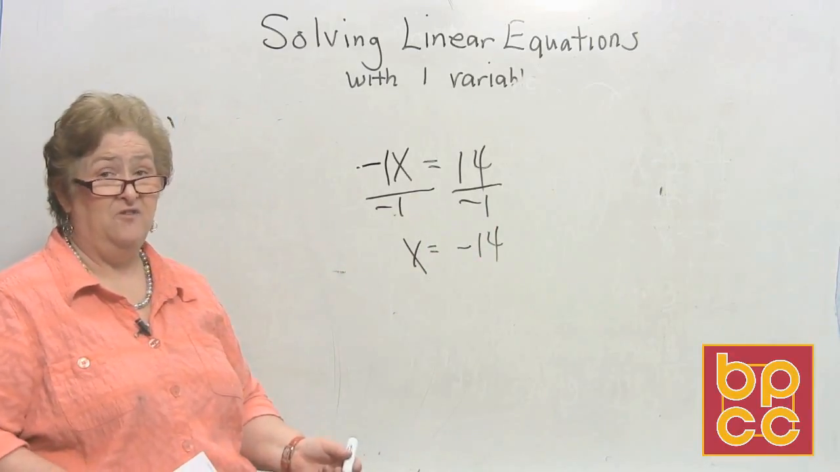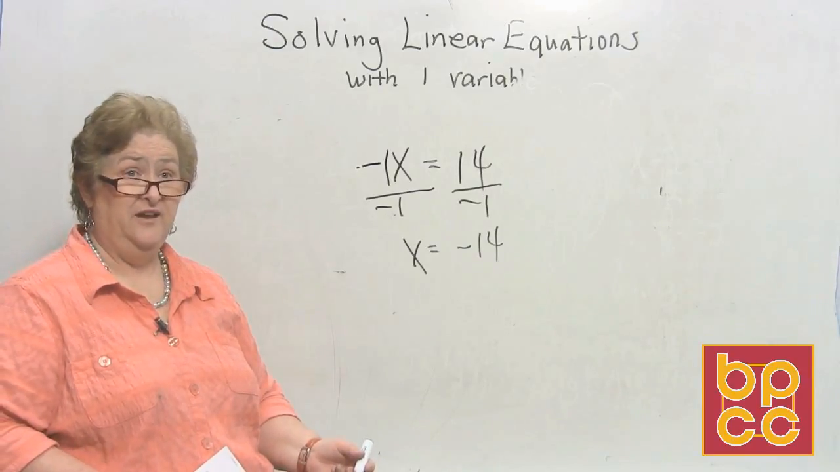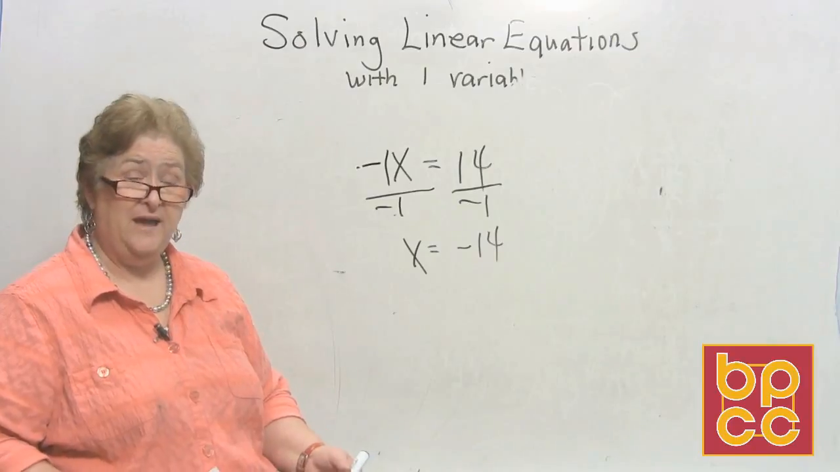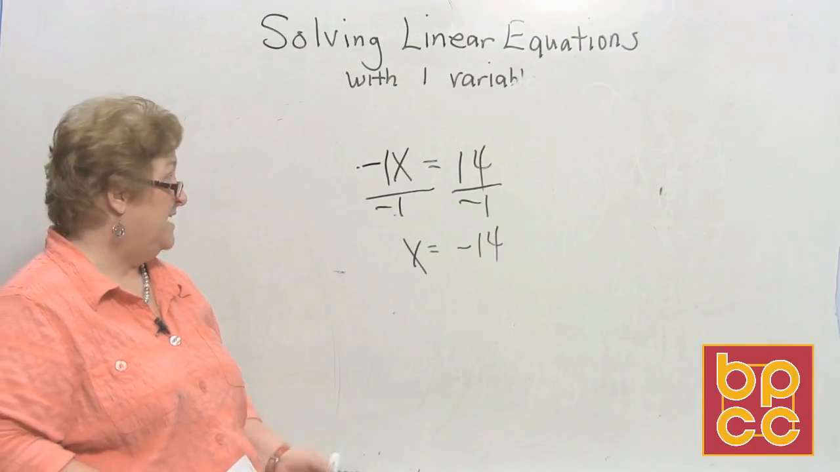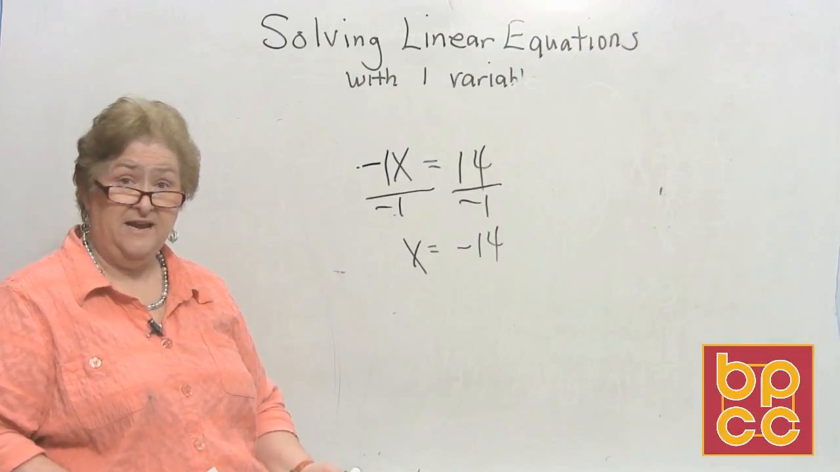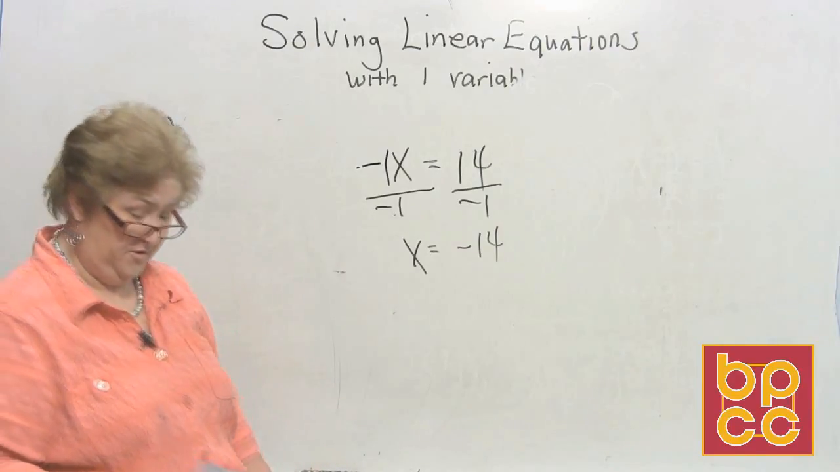I just need to solve for a positive x, and I didn't have one. And when you don't have a positive x, or you have more than one x, you have to divide by the number of x's you have and carry the sign. I divide by -1 because we had -1x. So that problem is finished. x is equal to -14.